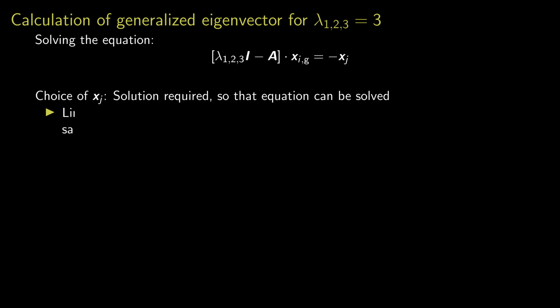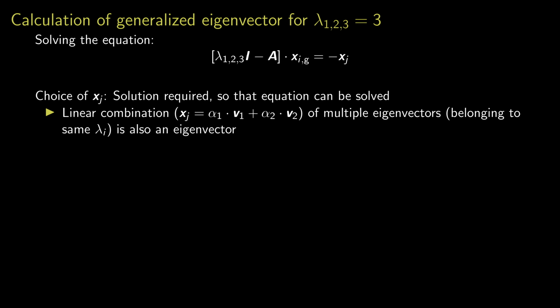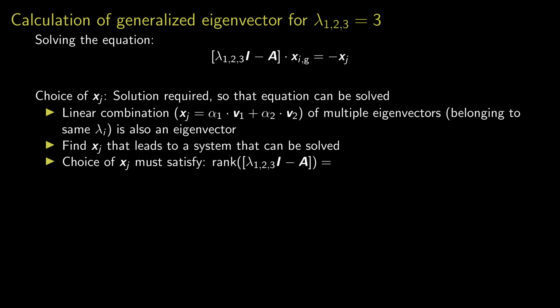Since a linear combination of eigenvectors belonging to the same eigenvalue is also an eigenvector, we can try to find a suitable linear combination. So we have to find xj that leads to a system of equations that can be solved. The requirement for this is that the rank of two matrices is equal. The first one is just the matrix resulting from eigenvalue lambda times identity matrix minus A, and the second one is the matrix resulting from lambda times identity matrix minus A with our candidate vector xj appended on the side.